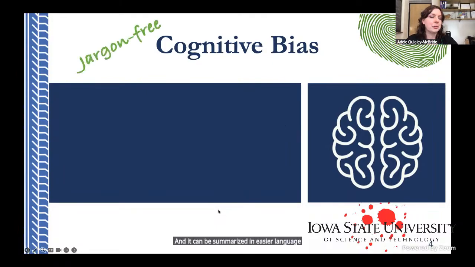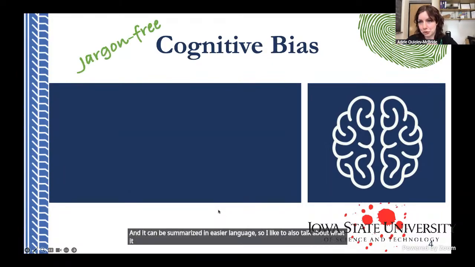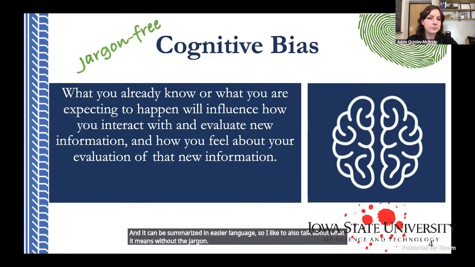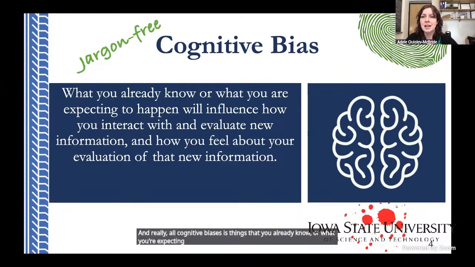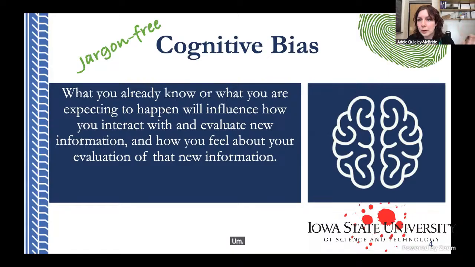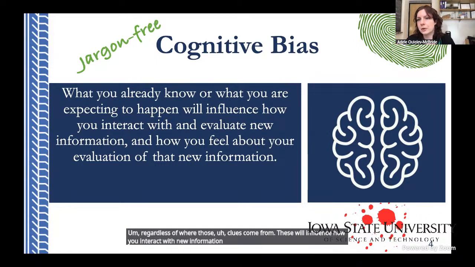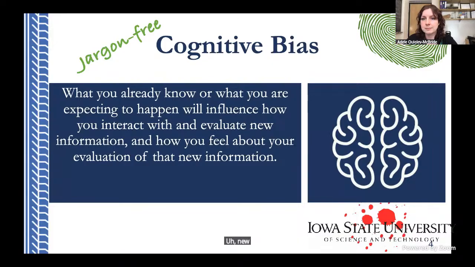So I like to also talk about what it means without the jargon. Really, cognitive bias is the things that you already know or what you're expecting to happen, regardless of where those clues come from. These will influence how you interact with new information and also how you feel about your evaluations of those new pieces of information.